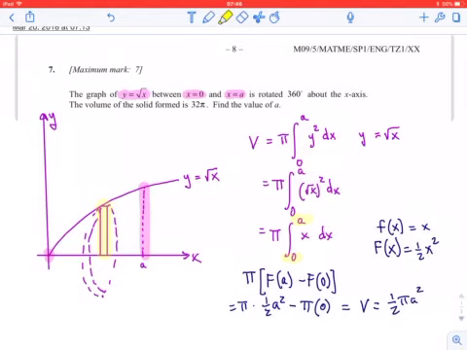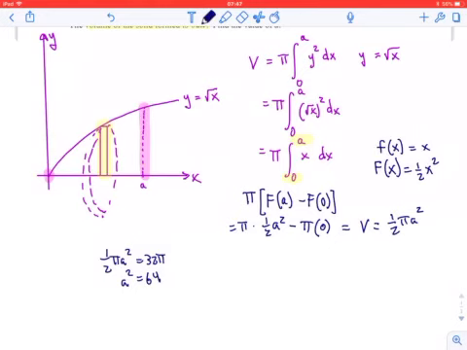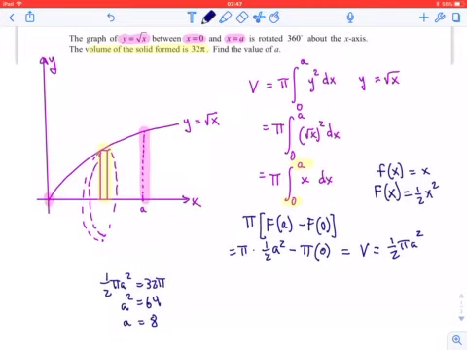Now the part of the question that we haven't used is that the volume of the solid is 32 pi. We have just found an expression for the volume of the solid, saying that it is 1/2 pi a squared. So we set that equal to 32 pi. A little bit of algebra, divide out the pi's, and we end up with the fact that a squared is equal to 64, which gives us a single value of a equal to 8.